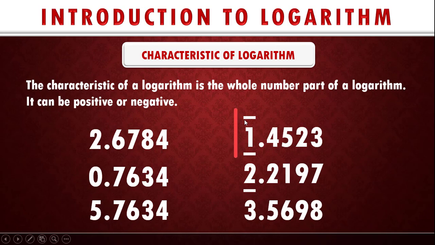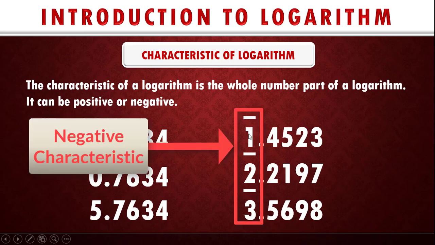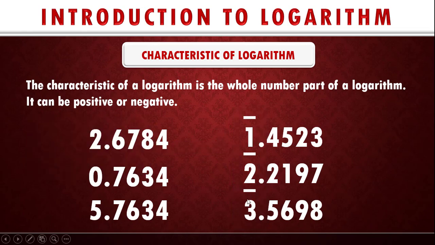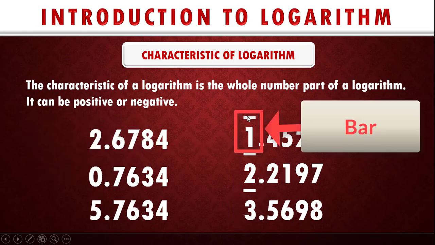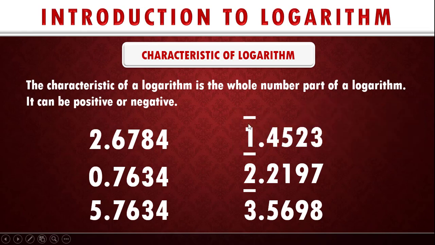Okay, you can see that a line is on top of this 1, and a line is on top of the 2, another line is on top of the 3. This line is called bar. So whenever you see a bar on top of a number, or you solve the characteristic and you have a bar, such a characteristic is negative. So a positive one doesn't have any bar on top.